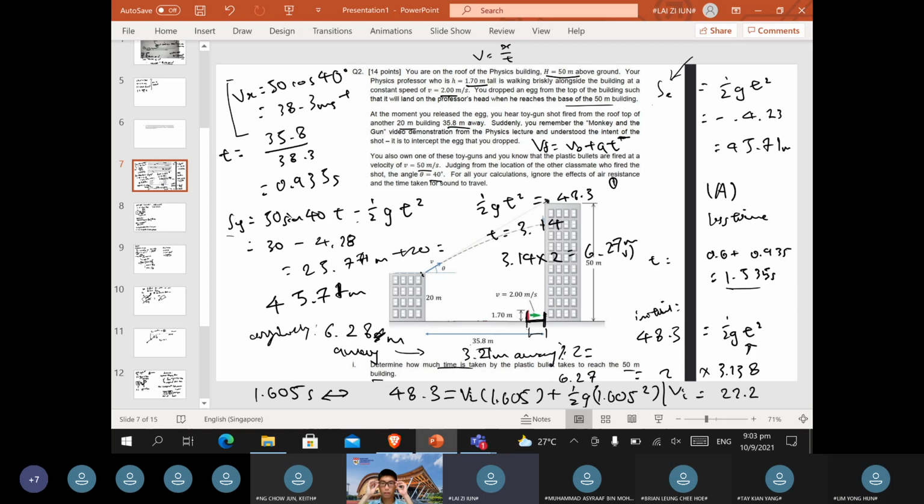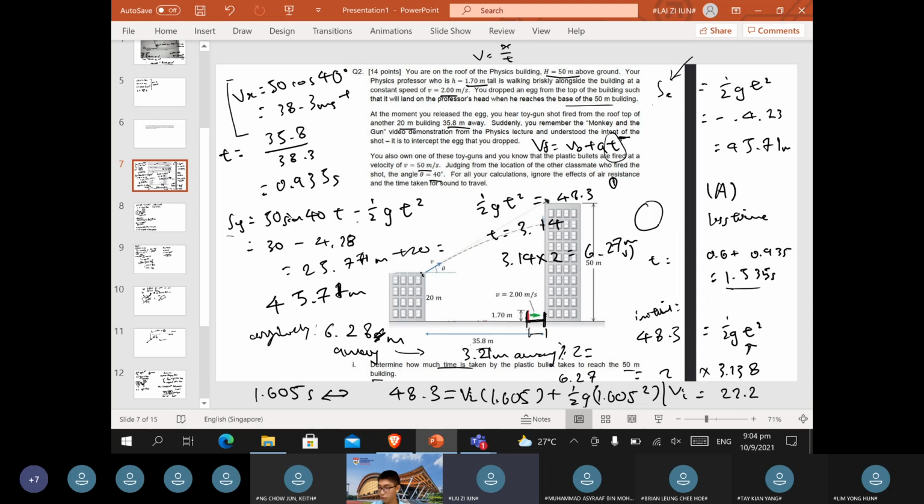No, cannot. Remember, when it hits the person's head, it decelerates on Dr. Ho's head, right? That means there's a force acting on it, so the acceleration is not constant already. Remember, when we use our big 4 kinematic equations, we assume the acceleration is constant. But when it hits the head, the final velocity is going to be zero, right? Yes, but we cannot use that equation to find t, because the acceleration changes, right?